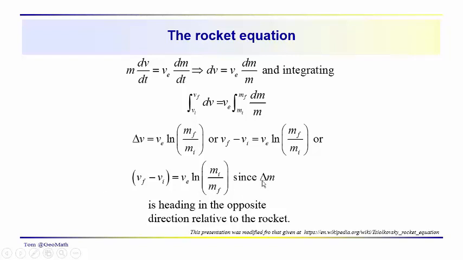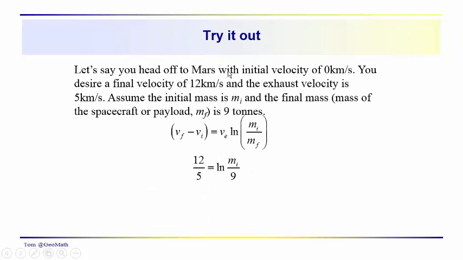So this is your rocket equation. This is where it comes from, and we do change the sign here because our delta m, the change in mass, is mass which is heading in the opposite direction relative to the rocket. So we do change the order of the division here, and that's because of the direction that delta m is heading. And so let's try it out.